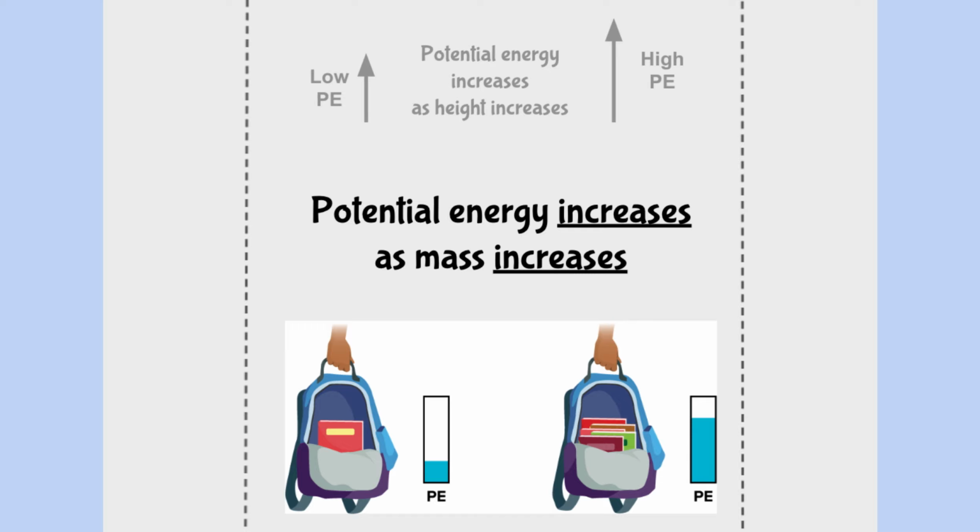And finally, at the bottom of our notes, the second thing that potential energy depends on is mass. So here we have a picture of a backpack that's not very full. As you carry it, it has less potential energy than a backpack that is more heavy, has a lot more mass that you're having to carry. So more mass equals more potential energy.